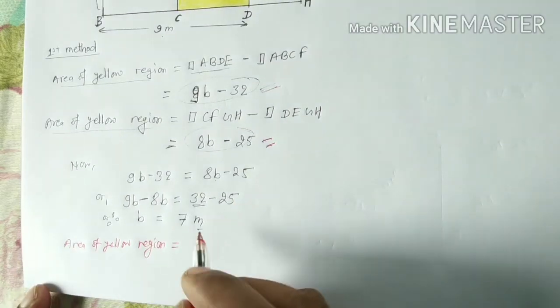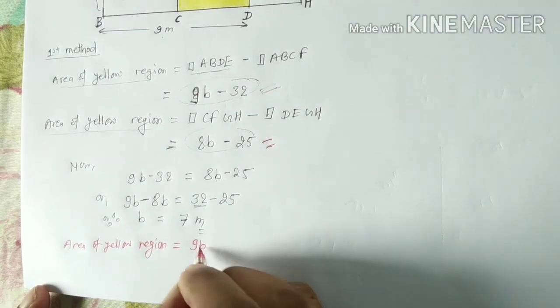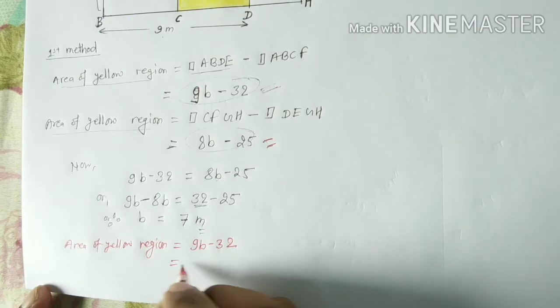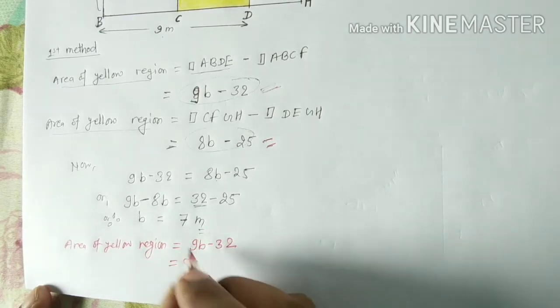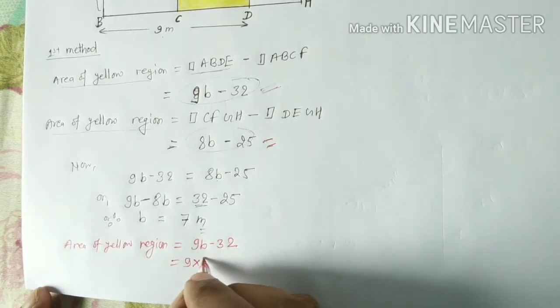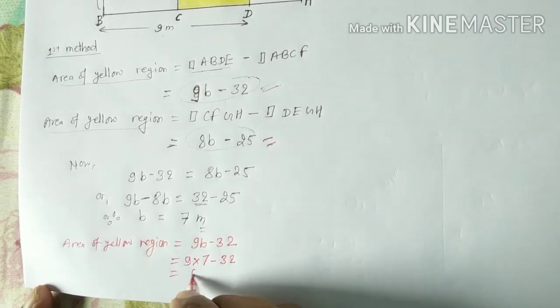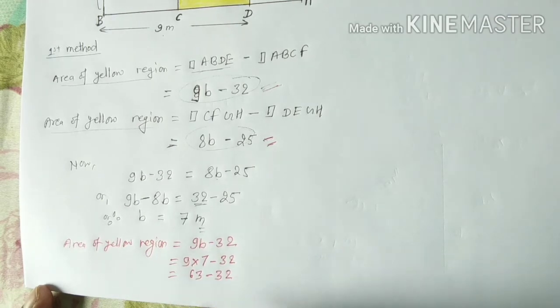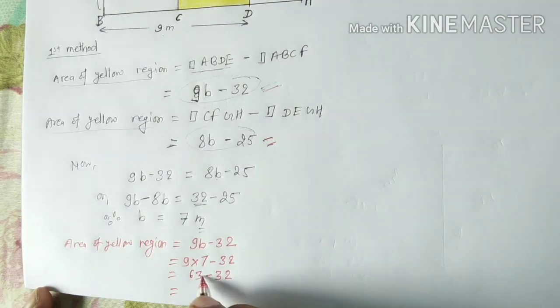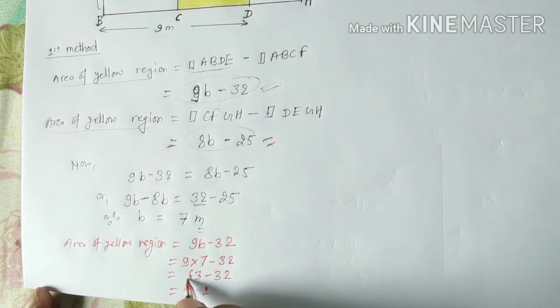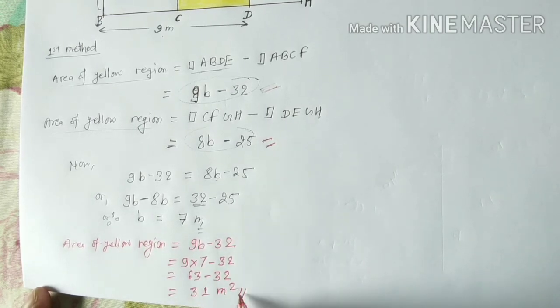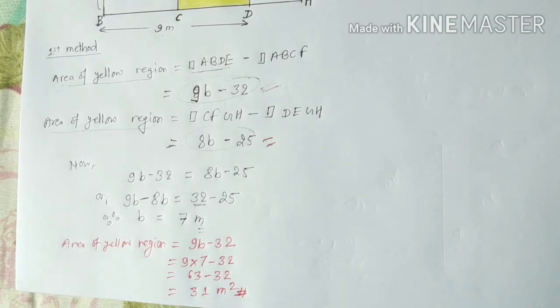So I am going to substitute its value in the first condition, that is 9b minus 32. So 9 times b, and the b value I got here is 7, so 9 times 7 minus 32. 9 times 7 is 63, minus 32. Now if we subtract this, 3 minus 2 is 1, 6 minus 3 is 3. So 31 meter square is the area of yellow region. So this is the first method by which we can solve this question.